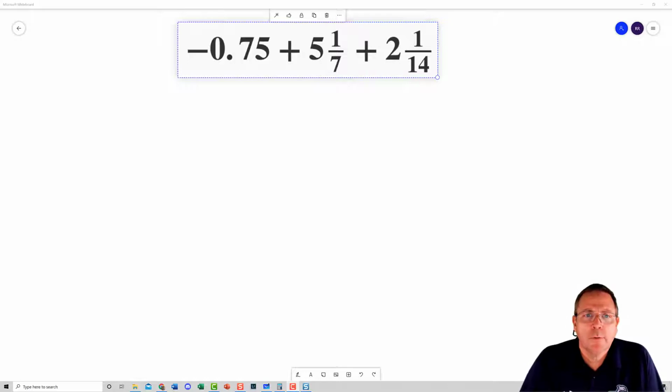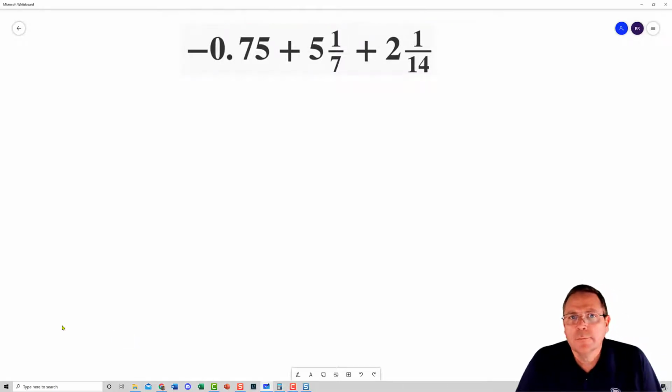Did you get it worked? Did you get the right answer? Let's find out how you did it. So we're going to start off by looking at the problem and figuring out how we want to go about working it.